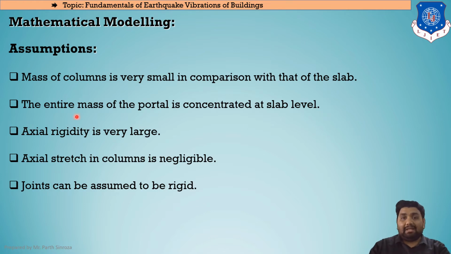So this is again the assumption. Third one is axial rigidity is very large, as just discussed. EI for axial members, that are beams and columns, we are assuming it to be very large, that is infinite. And the axial stretch in columns is negligible. That means the stretch axially in the columns, or the vertical direction, is generally neglected. Only the bending, or you can say delta, is considered.